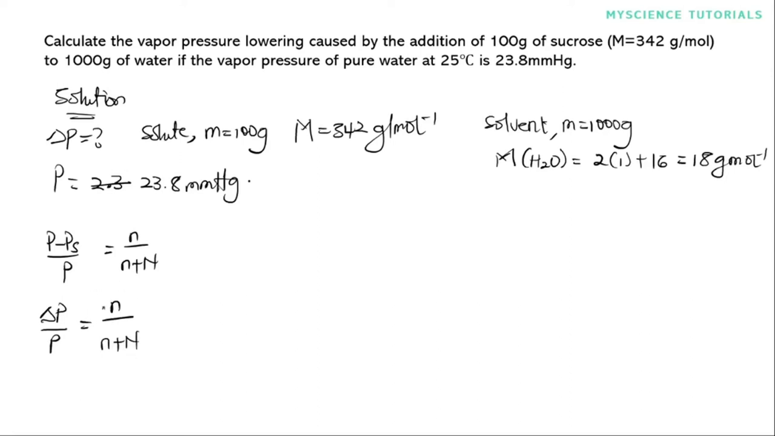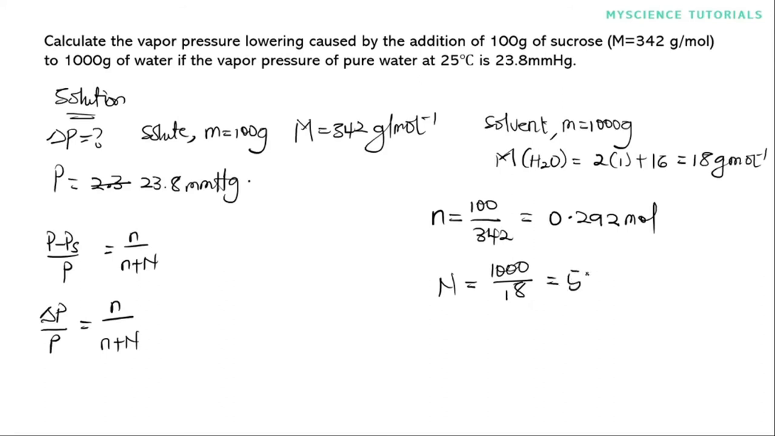Now that means we need the moles of the solute and the moles of the solvent. So let's find small n. Small n is equal to the mass of the solute, which is 100, over 342. If we punch that into our calculator, we get 0.292 mole. Now let's find capital N, the moles of the solvent. We have 1000 grams of the solvent over 18, which is the molar mass of the solvent. If we do that, we get 55.556 mole.